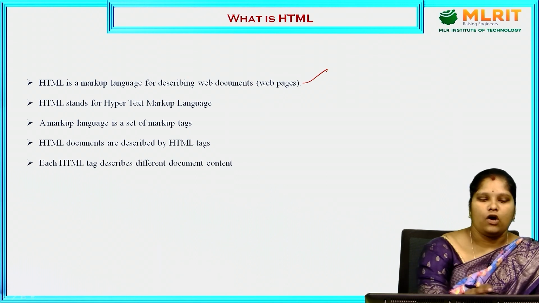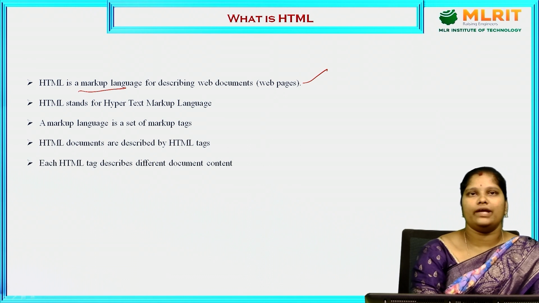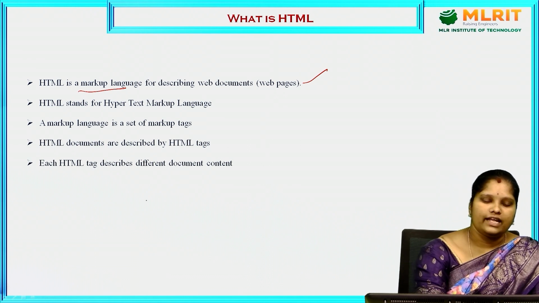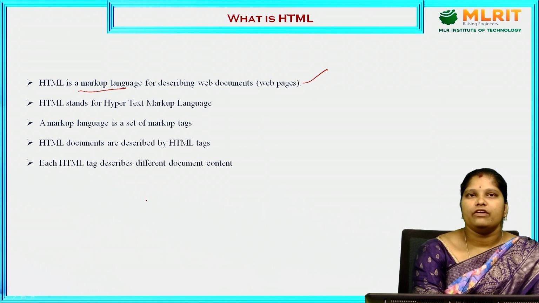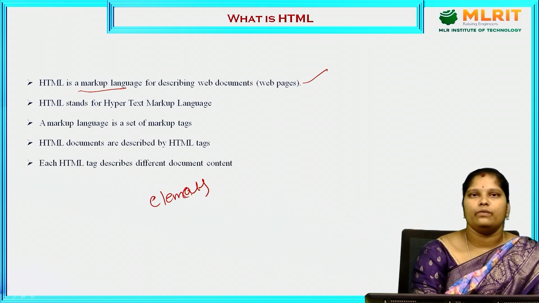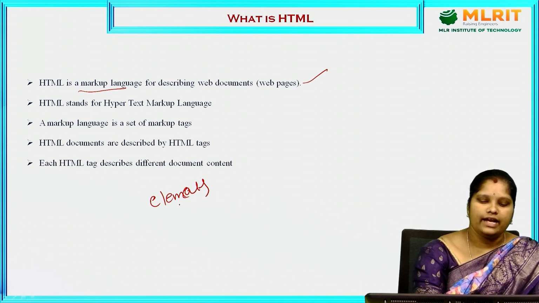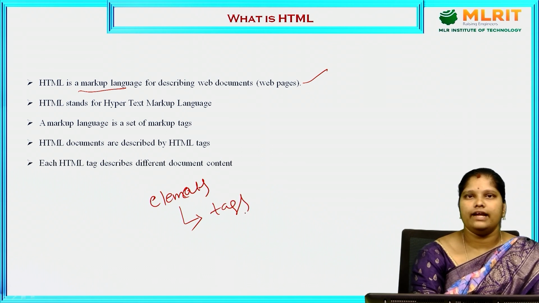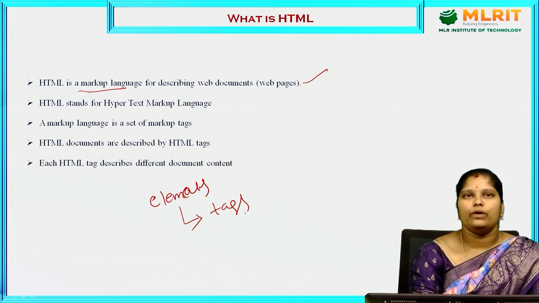HTML is the markup language. Why do we call it a markup language? Because for creating any program we need some elements, right? These elements are also called tags, right? By using tags we need to create any program, we need to write any program.